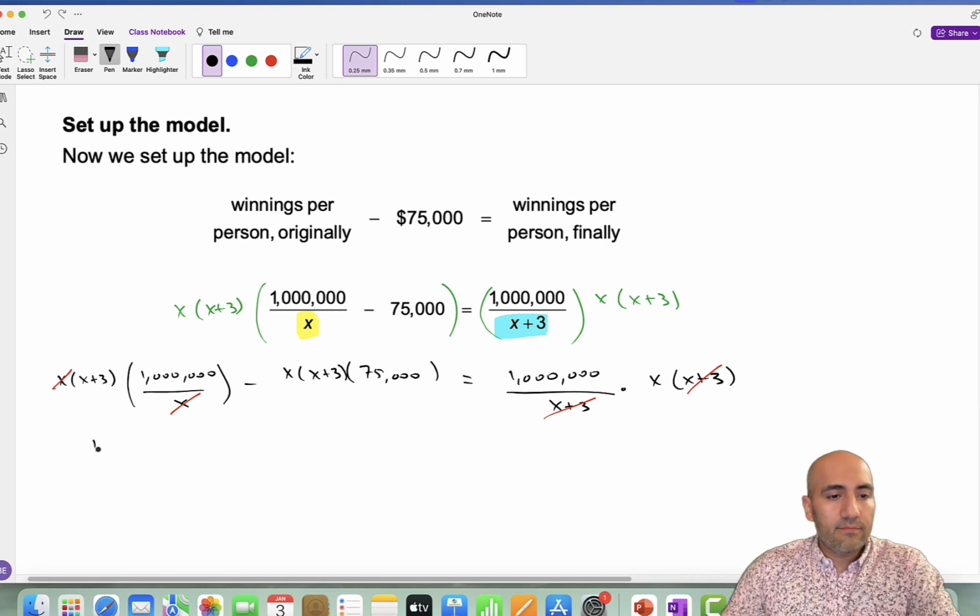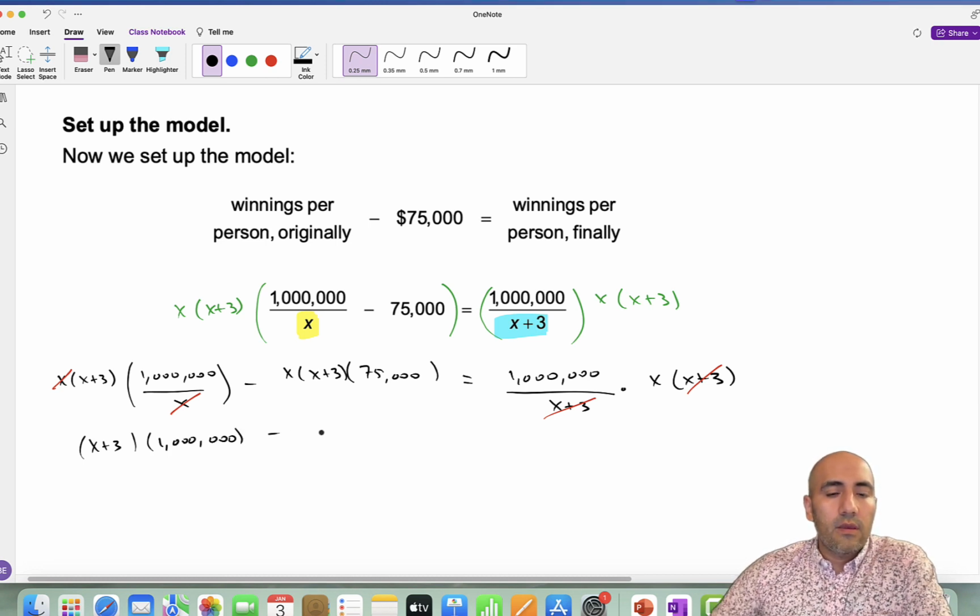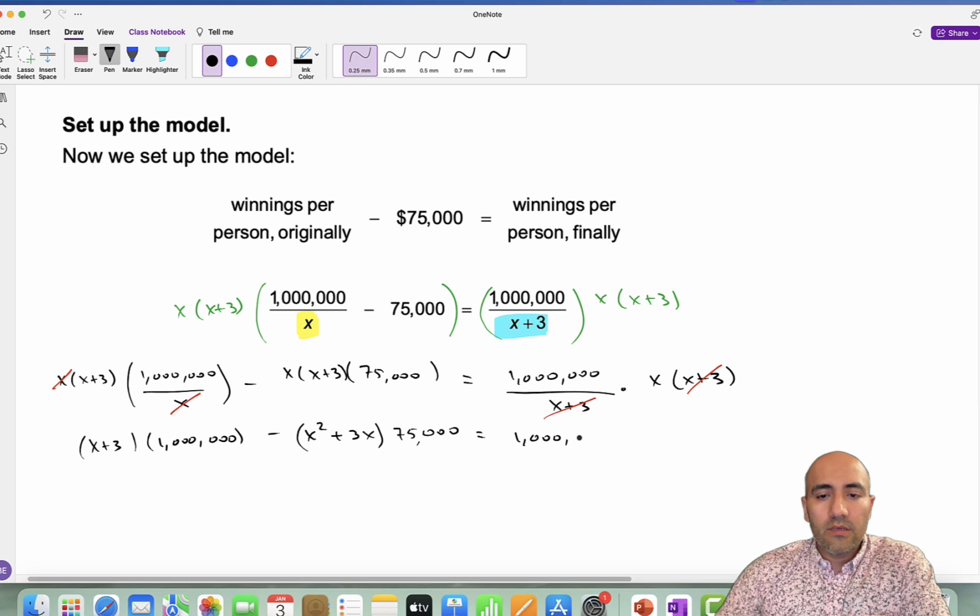x plus 3 times 1 million minus, I'm going to go ahead and distribute this guy. We end up with x squared plus 3x times 75,000 equals 1 million times x, 1, 2, 3 times x.